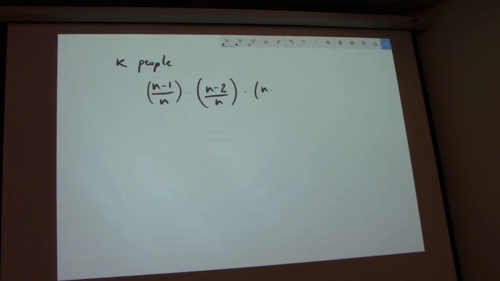And so on. So now I have 4 people, all the way up to n minus k minus 1 over n. And this is what your probability of no collision should look like. And you'll see when k is actually greater than n, or k hits n, this will actually go to 0 when k is greater than n.